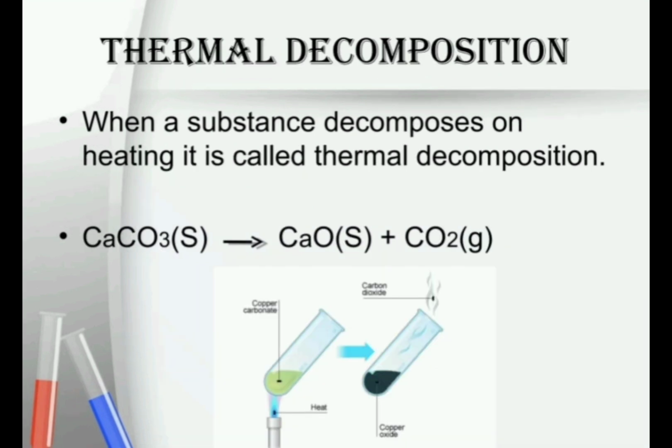Do you know thermal means heat? On heating, a single substance like calcium carbonate breaks into calcium oxide and CO2 gas. Another example is the white colored lead nitrate, which breaks into yellow colored lead oxide residue. It releases brown colored NO2 gas with oxygen gas.